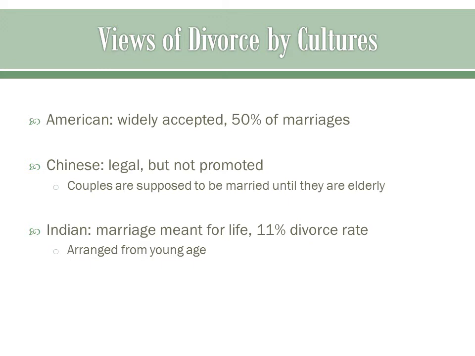Divorce is viewed differently by different cultures. In American culture, it is widely accepted, which is why 50% of marriages end in divorce these days. However, in Chinese culture, divorce is legal, but it is not as accepted as in America. Couples are thought to be married until they are elderly, and it is frowned upon when marriages end early. In Indian culture, marriage is also meant for life, which is why they have the lowest divorce rate at 11%. There are also arranged marriages, more present in Indian culture than any other culture, meaning that families are married because of benefits, not because of love.